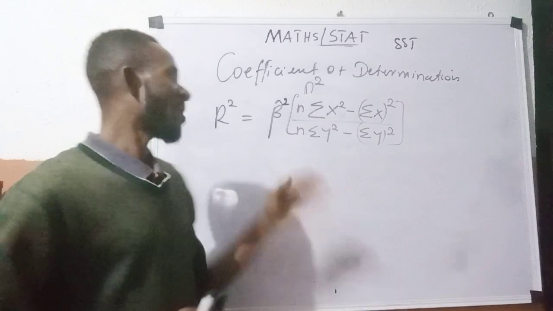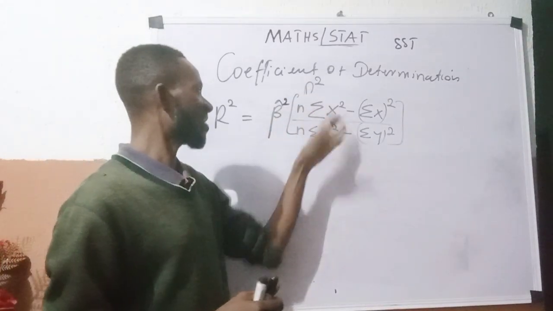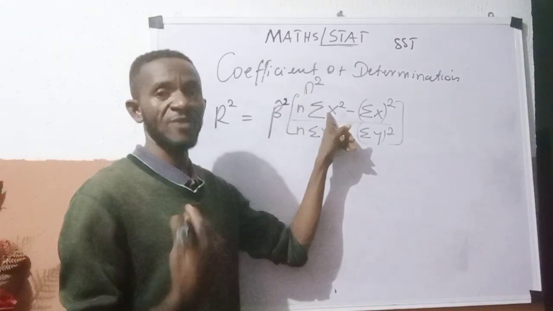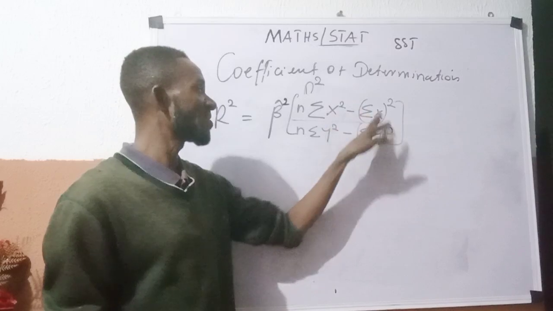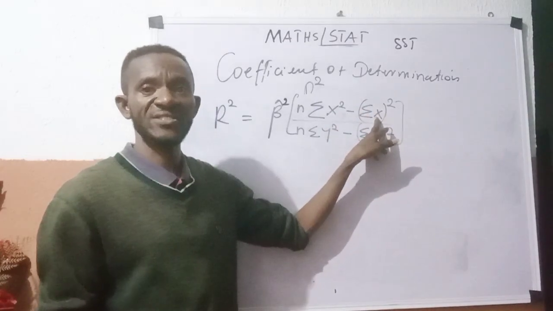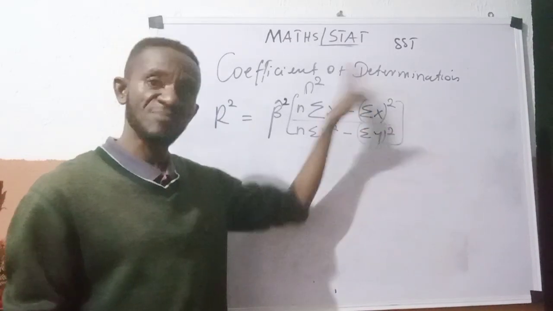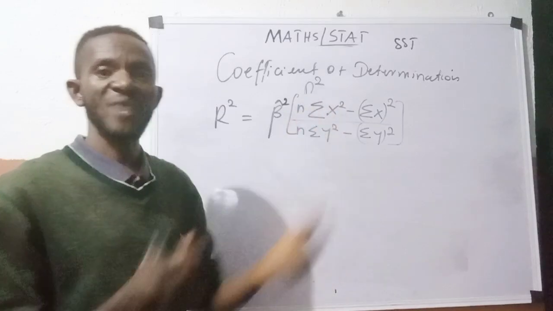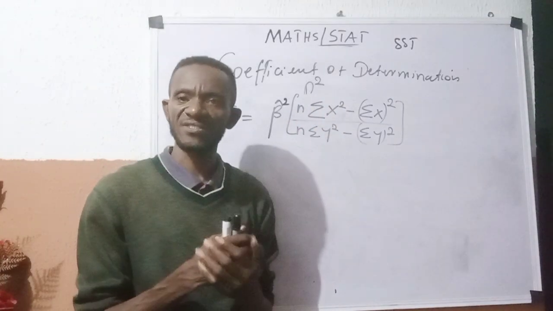Okay? Now, once we are given data, of course, we know our x, the values of the independent variable. We square it. We know the value of our x, which is the independent variable, we sum it before we now square. And with that, we'll be able to get the value of this.